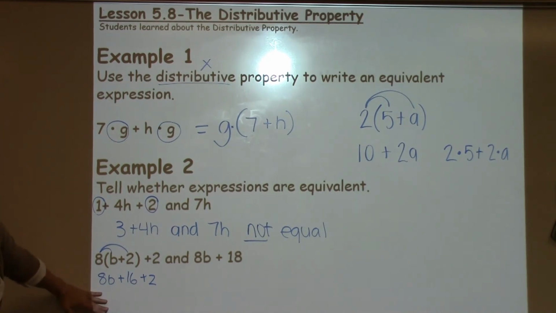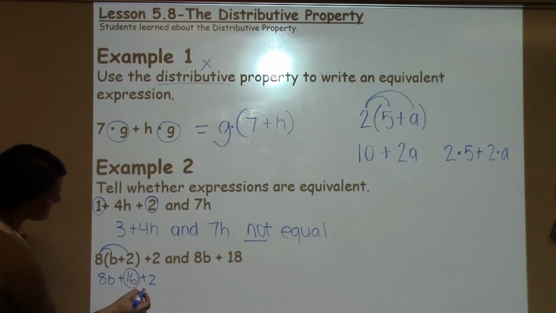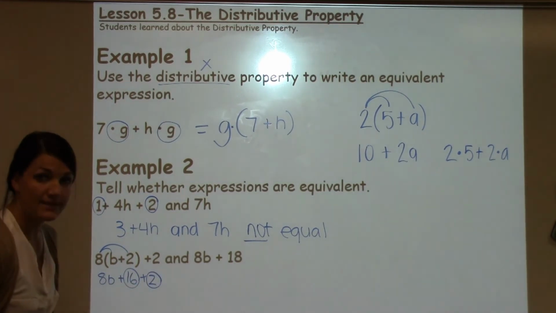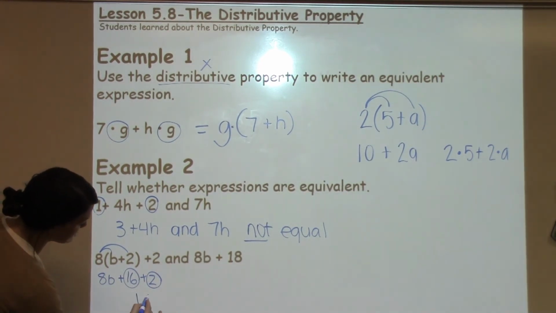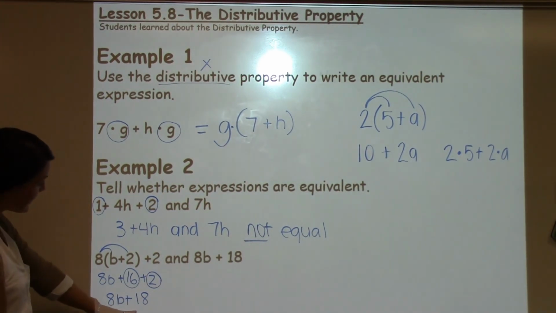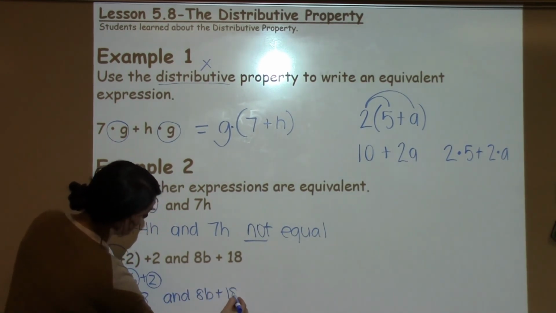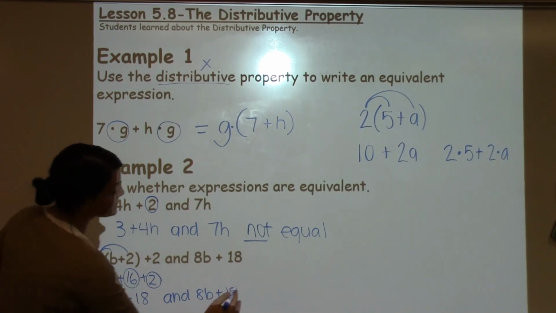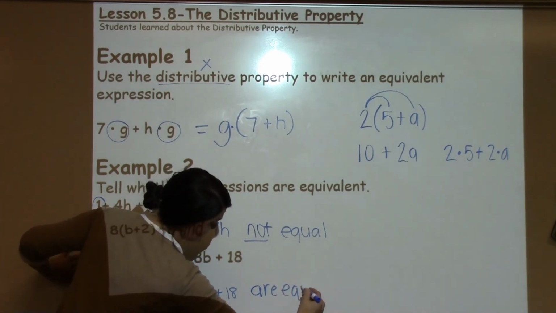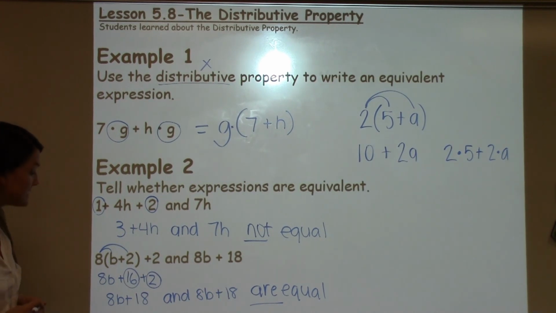I'm going to look again and see if there is anything else that I can combine like terms. I see that 16 is a number all by itself, and so is the 2. They don't have anything attached, they're just regular numbers, so I can put them together. So that would be 16 plus 2 is 18, and then I still have the 8b. So I have 8b plus 18, and over here I had 8b plus 18. So once I combined like terms on this expression here, these are equal or equivalent. And that's because I was able to distribute the 8 to each of those terms inside of the parentheses.